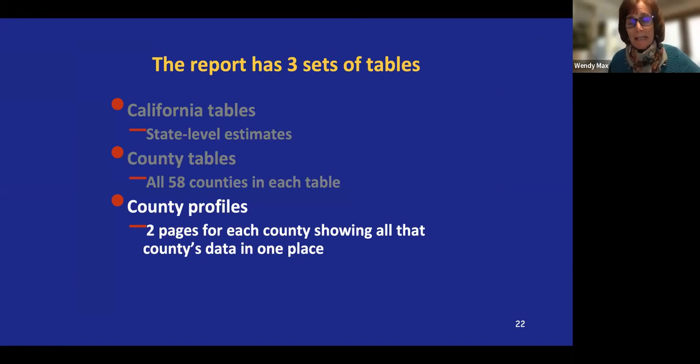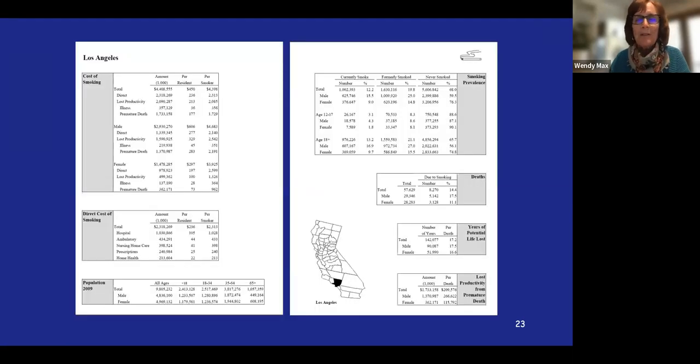And then what we did was we took all the information for each county and put it together in one place in our 2-page county profile. This one is for Los Angeles. So in one table, you see all the results that are in the rest of the report. So you see the total cost. And here we do calculate it both per resident and per smoker.